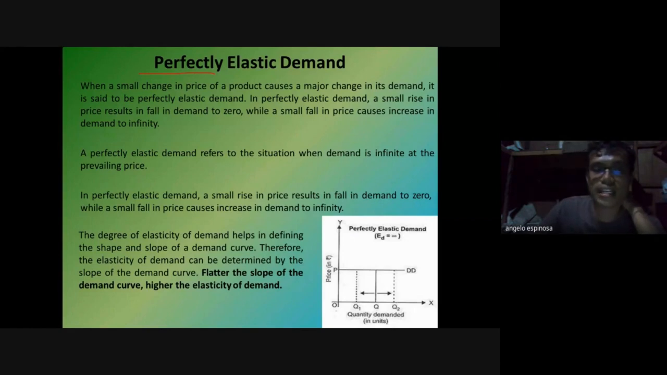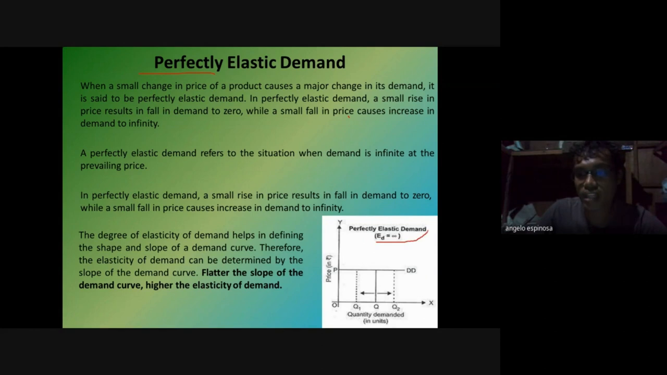It is like the demand curve is horizontal and the consumers are willing to buy all the goods or services at a particular price and none at other price. Ano ibig sabihin nun? Pag binasa natin masyado yung definition, direct to the point na tayo. So ano ibig sabihin ng perfectly elastic demand?